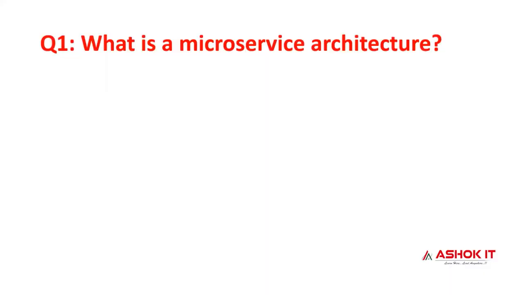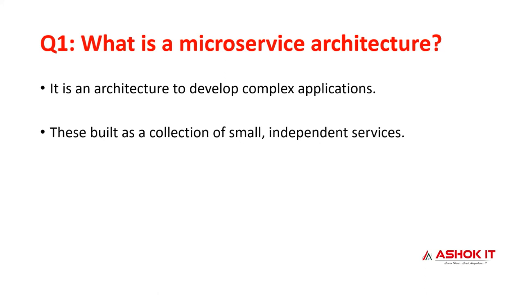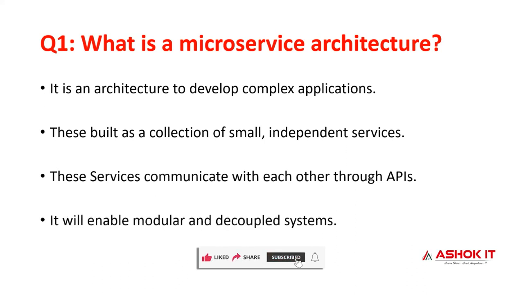The first one, what is microservice architecture? This architecture is used to develop complex applications, which we can also call high-scale applications, by converting a big application into small services that can be developed and deployed independently. Those small services can communicate with each other using APIs. It is a modular and decoupled architecture.